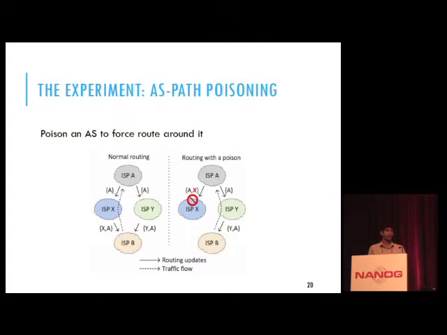I make an announcement of my prefix by adding X's AS number to the AS path. X, upon receiving this announcement, thinks that there is a loop, and it's not going to propagate this announcement to B. So now when B has to send a packet, it has no other choice but to send it through Y. So this is typical poisoning that we use.